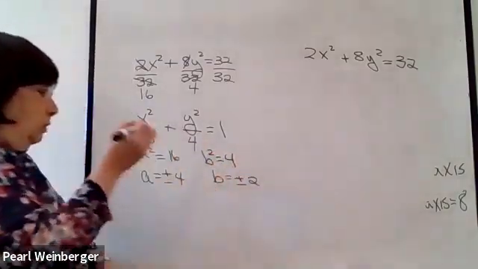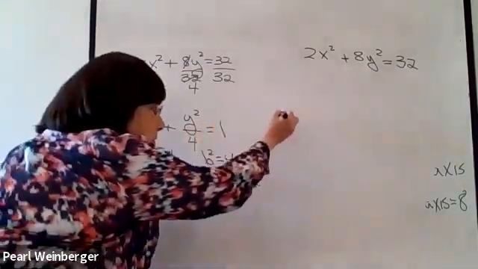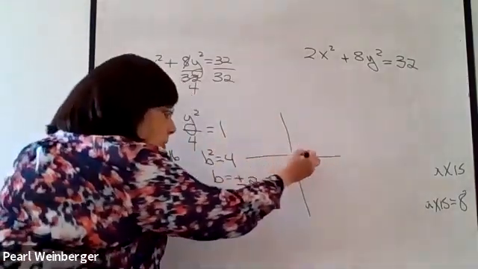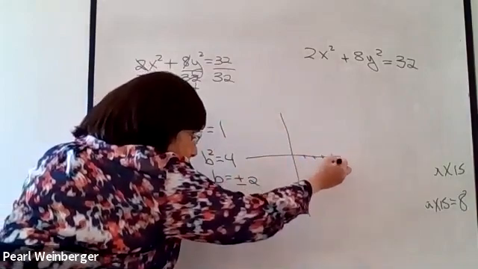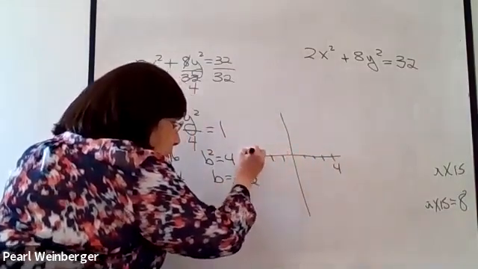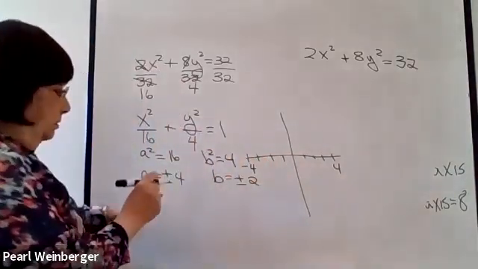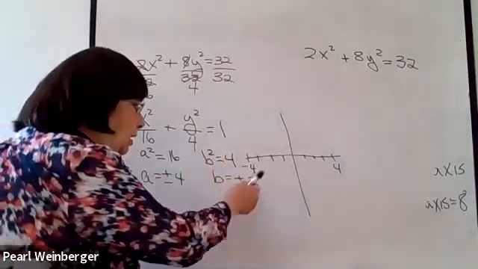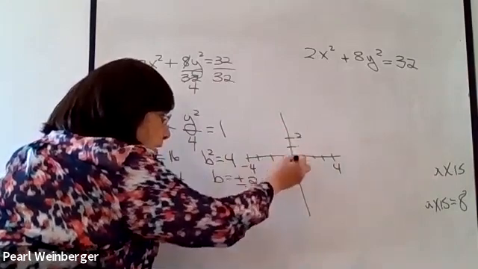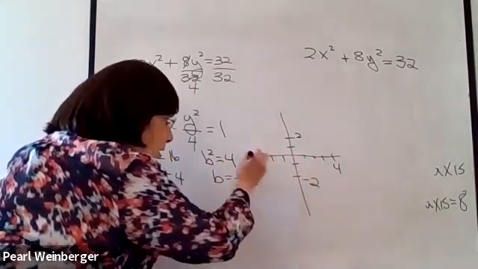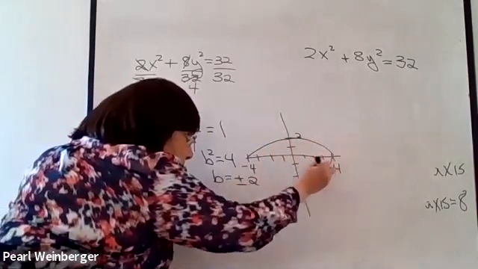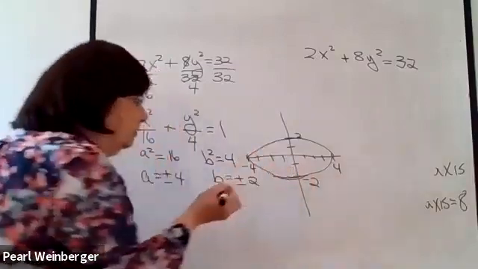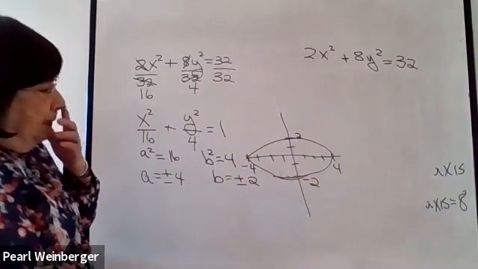So when I go to graph this, here's what I'm going to get. I'm going to go to 4 and -4 on the x-axis because my x-intercepts are 4 and -4. On the y-axis, I'm going to go up to 2 and down to -2. And therefore, I'll get an ellipse that looks like this. Looks like a football, pretty much.